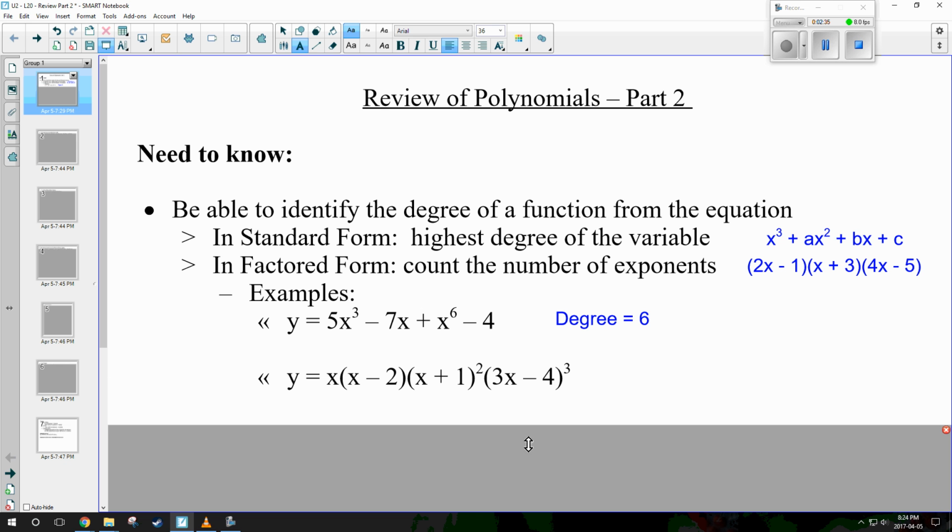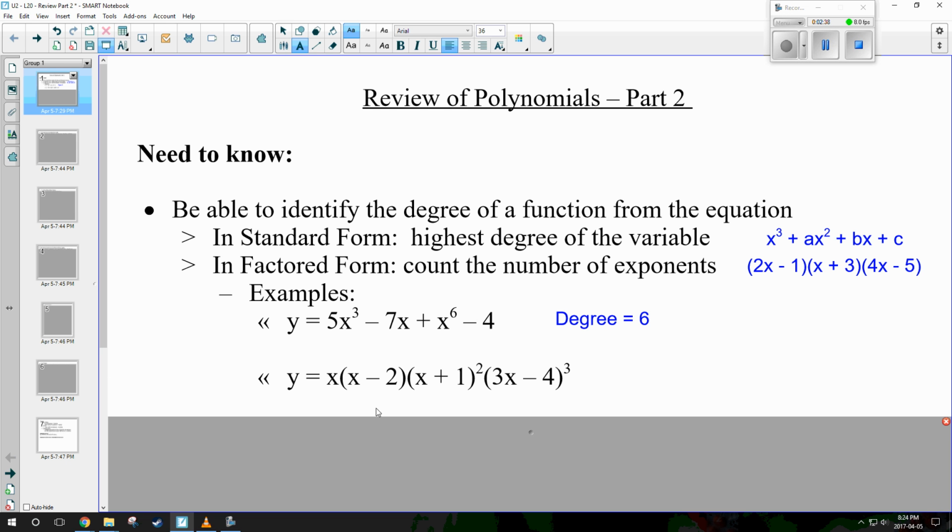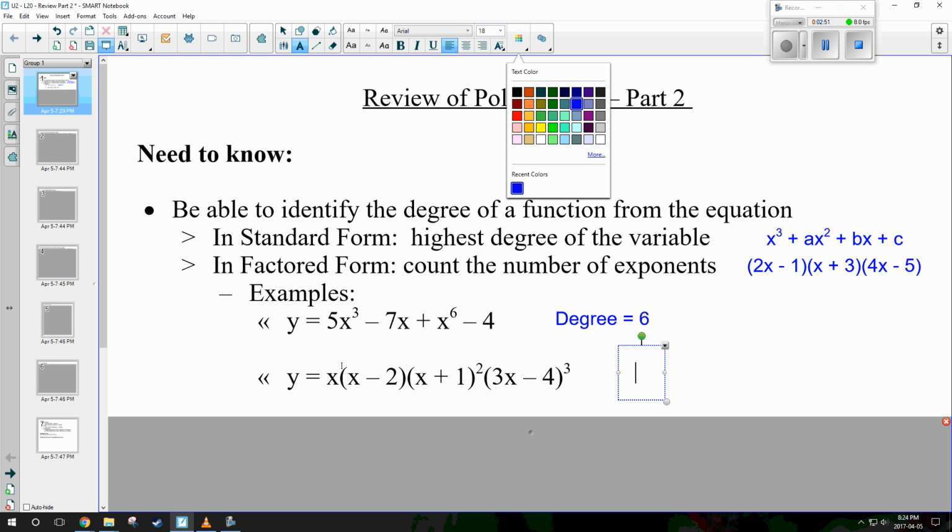In our second example, it's in factored form because it has all the brackets. So we need to count up how many exponents there are on our x's. So in this x that is out front, remember when an x doesn't have an exponent, it technically has an exponent of 1. So that would be a count of 1. This bracket here gives us a count of 2. This bracket here now, because it's squared, that gives us a count of 3 and 4. It adds 2 more to it.